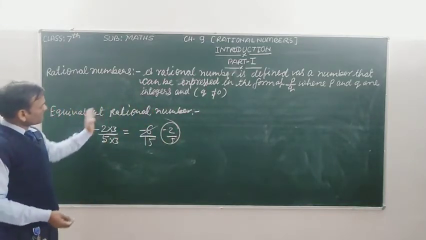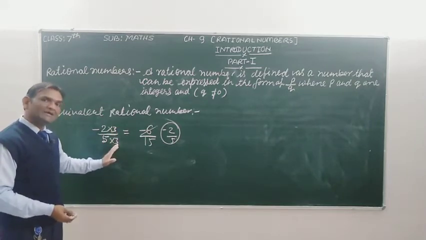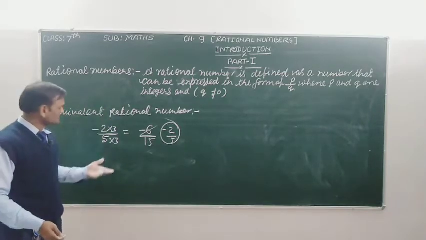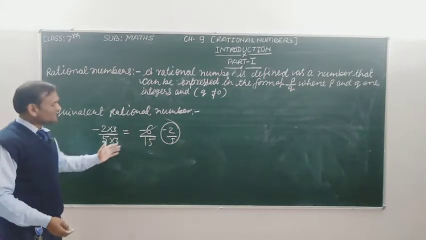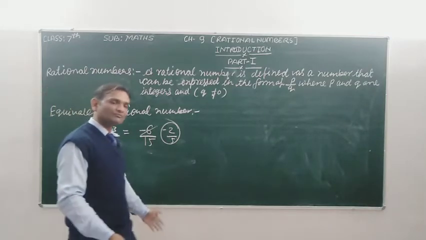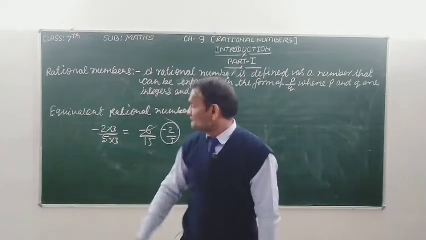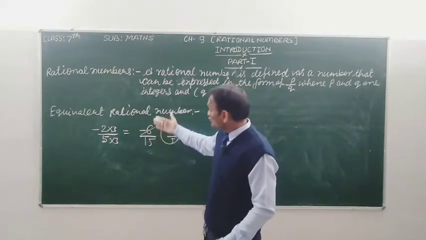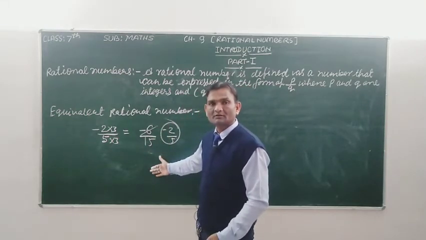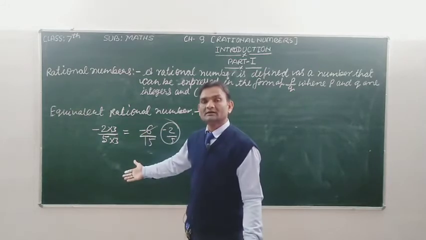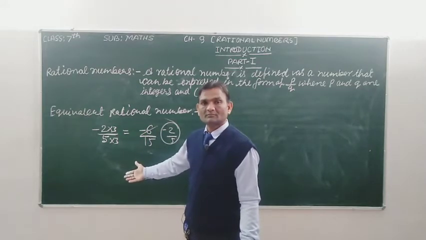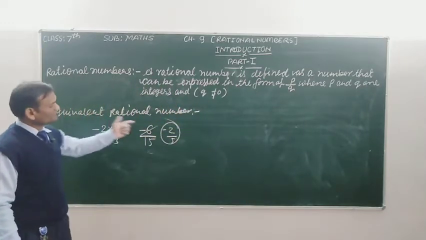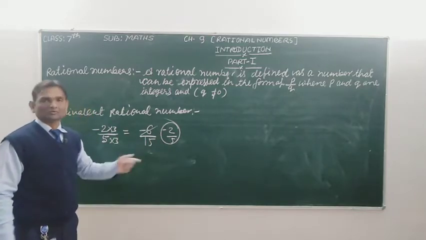In the first case we are multiplying by 3 in numerator and denominator. In the second case we take other numbers like 4, like 5, like 6, we multiply, and then we get the first, second, third and fourth equivalent rational numbers of minus 2 upon 5. हम कई इक्विवेलेंट रेशनल नंबर फाइंड आउट कर सकते हैं बाय टेकिंग द डिफरेंट नंबर्स. अलग अलग नंबर लेकर के मल्टीप्लाई करके हम इस माइनस 2 अपॉन 5 का इक्विवेलेंट रेशनल नंबर निकाल सकते हैं, फाइंड आउट कर सकते हैं.